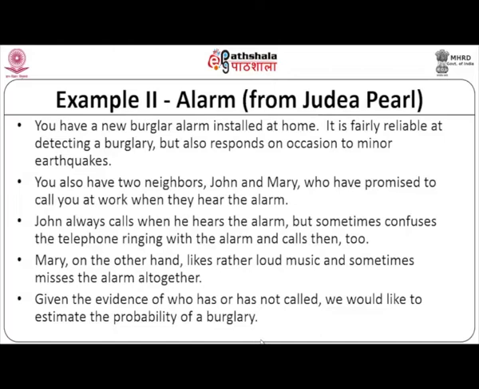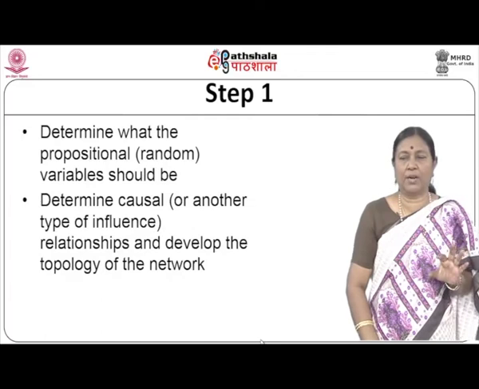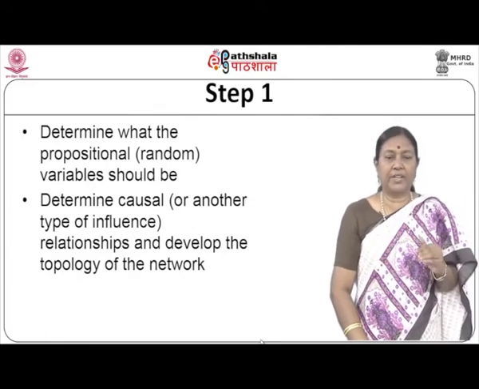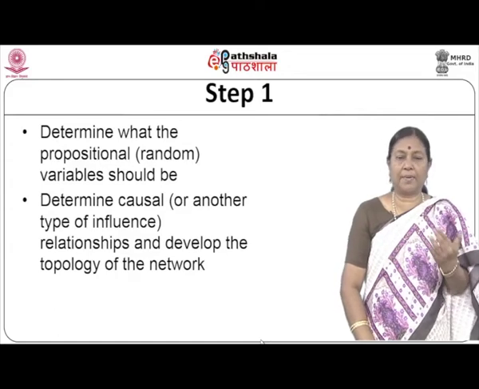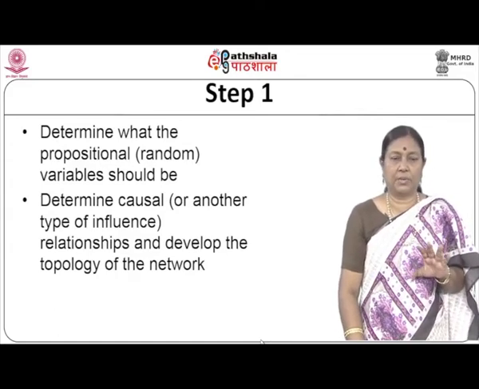Given the evidence of who has called or not called, you would like to estimate the probability of a burglary. So, this is the problem. The first step is to determine the variables, the random variables that should be there, and then you have to determine the causal or some type of influence relationship in order to develop the topology of the Bayesian network.